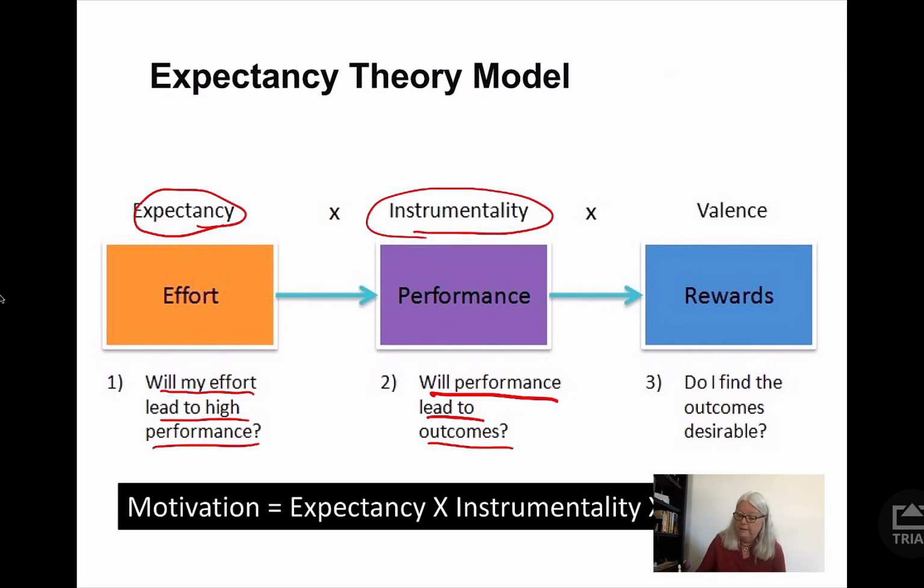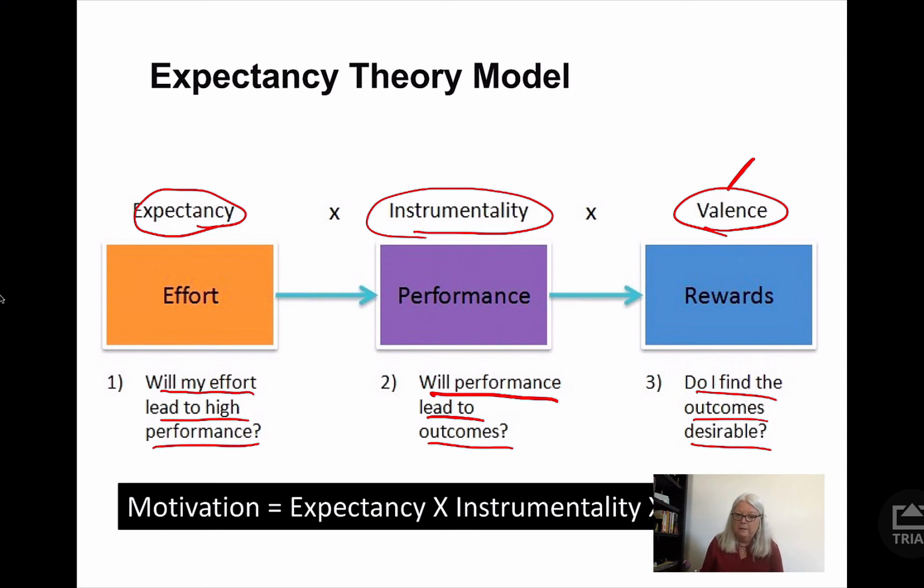Okay, then lastly, an important part is valence. And valence means that the rewards that are available are desirable. And this changes for everybody. Perhaps I'm very motivated by extra vacation time, and someone else is motivated by an additional benefit or maybe time off. Okay, so everyone's motivated by different things, but valence says that we have to consider that the reward is desirable. It has to be important to me.